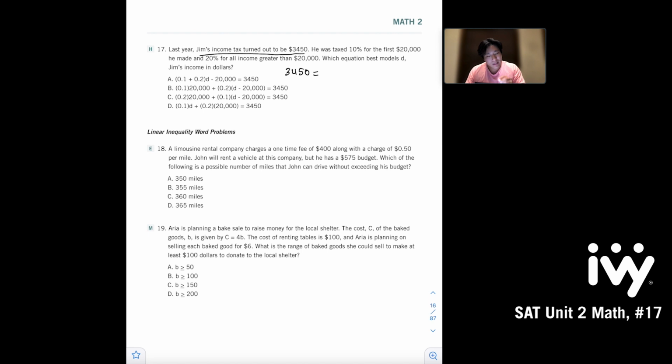Now, we know that he was taxed 10% for the first $20,000. So that means 10% of the first $20,000. Then we also know that he was taxed 20% on top of everything above $20,000. So it's 20% of everything above $20,000, which is D, the total amount he made, minus $20,000. So now we see this is the first 10% taxed, and this is the 20% taxed of everything he made above $20,000, and this should be equal to $3,450. So we see that this is going to be answer choice B.